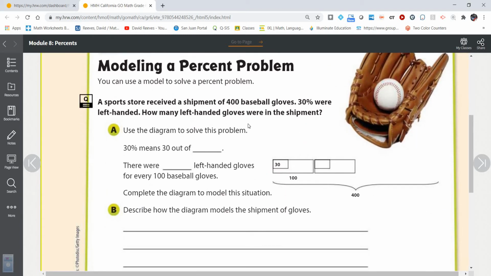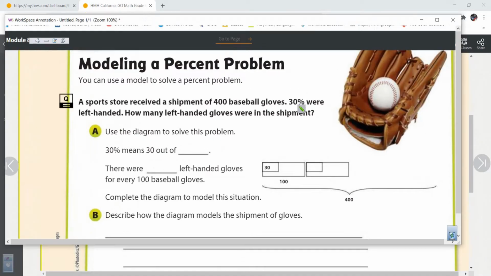It says the sports store received a shipment of 400 baseball gloves. 30% were left-handed. How many left-handed gloves were in the shipment? So the entire shipment is 400. 30% were left-handed. So as we solve these problems, we're going to be comparing one pair of ratios. One of those ratios is going to be a percent ratio, and the other ratio is going to be the quantity ratio.